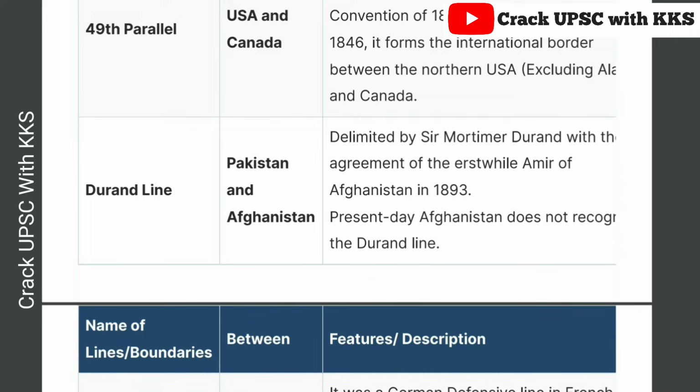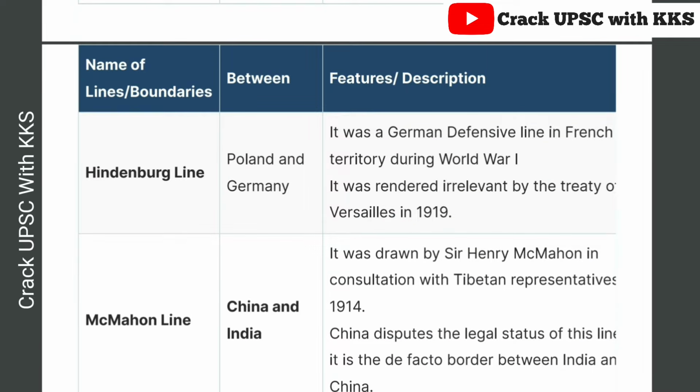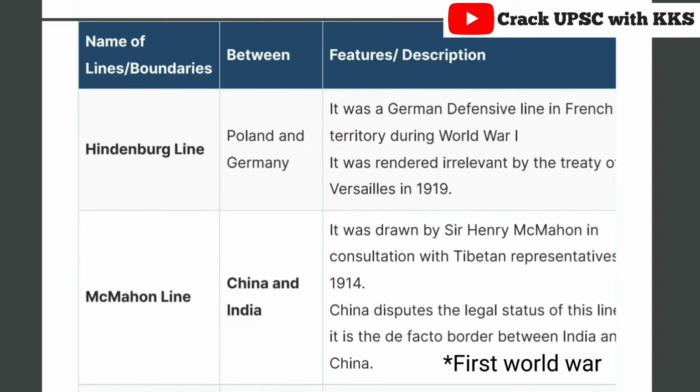It was created in 1893 between India and then Afghanistan, and when India got divided in 1947, then it became between Pakistan and Afghanistan. So Durand line is between Pakistan and Afghanistan. Then Hindenburg line between Poland and Germany. So it is between Poland and Germany, but it has become irrelevant after the Second World War, when Germany was defeated.